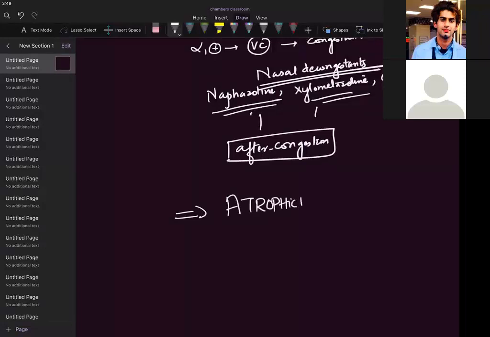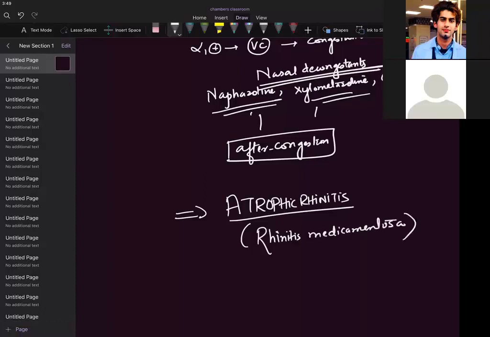It causes atrophic rhinitis. This is called rhinitis medicamentosa. The drug won't work then, and you will have atrophic rhinitis if you use it for long periods. So remember: atrophic rhinitis medicamentosa.